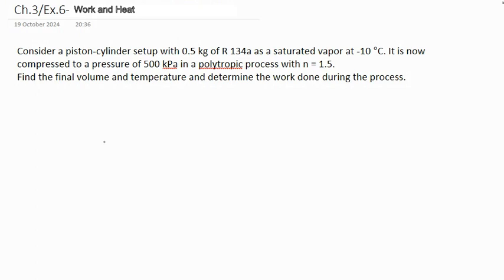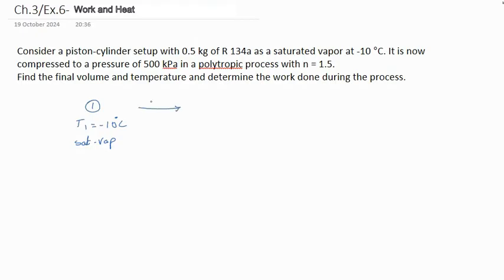Good day, everyone. In this exercise, we have a piston cylinder arrangement containing refrigerant R134A in a saturated vapor state at minus 10 degrees Celsius. It's compressed to a pressure of 500 kilopascal in a polytropic process. So we have state number 1. Temperature is minus 10, and the other independent intensive property given is the saturated vapor.